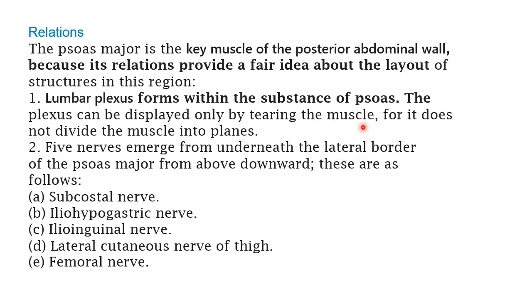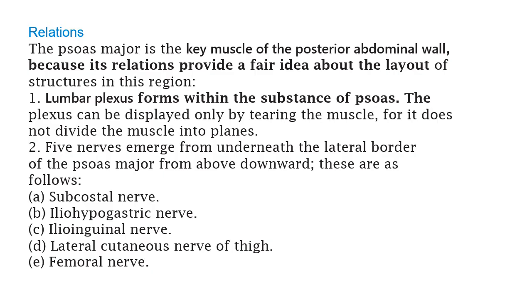So when you're dissecting the lumbar plexus, better not to cut the psoas major and search for the lumbar plexus. You may not find it because you may cut the nerves. So the plexus can be displayed only by tearing the muscle, for it does not divide the muscle into planes. So the five nerves emerge from underneath the lateral border of the psoas major: subcostal nerve, iliohypogastric, ilioinguinal, lateral cutaneous nerve of the thigh, and femoral nerve.